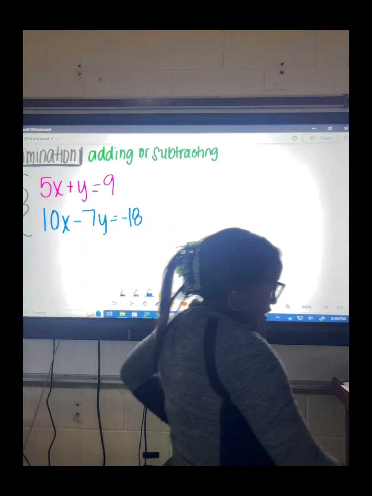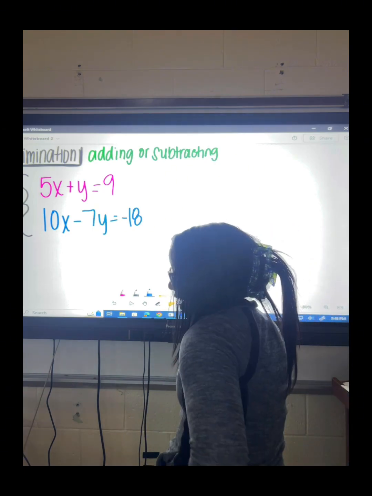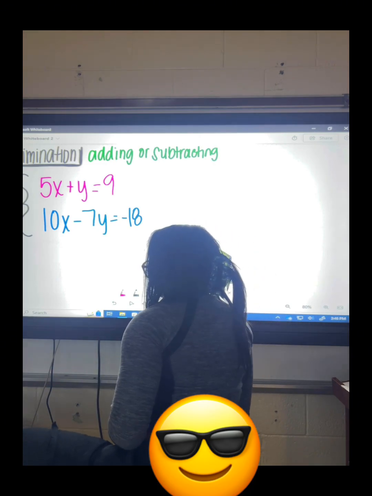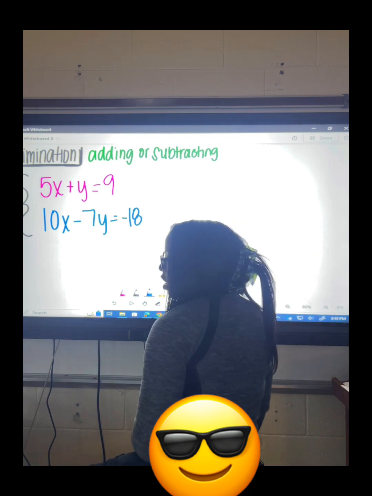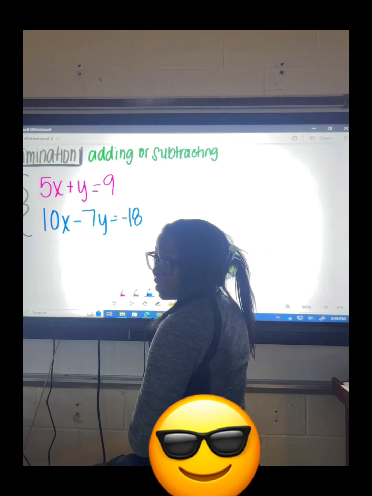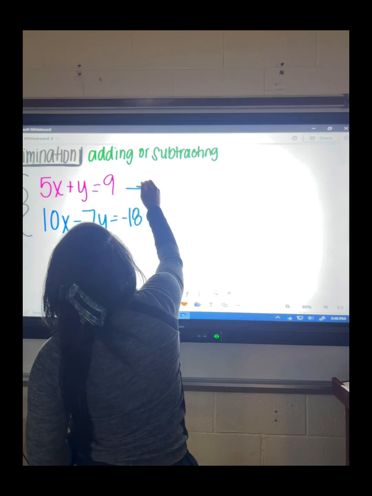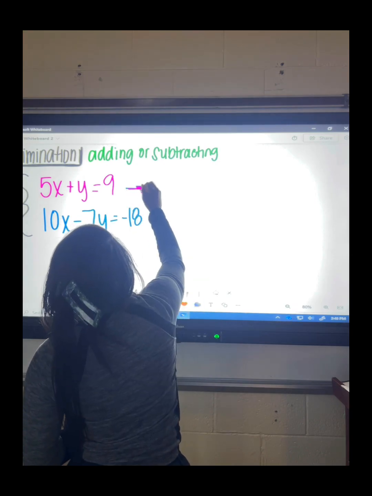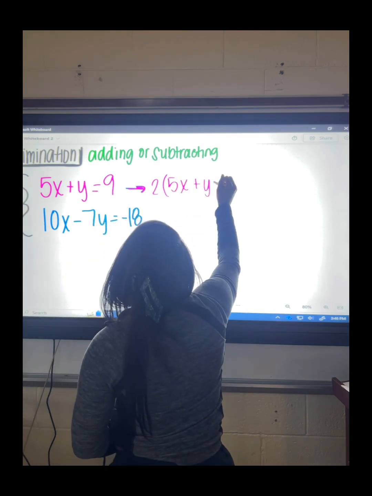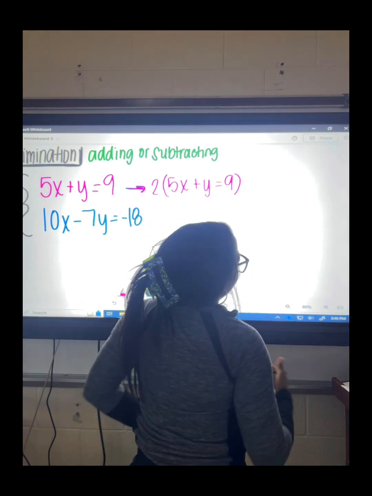So if you look and you see numbers on the same variable, number one, look at the x's. Do they have common multiples? That's what you're looking for, multiples. Yes, because 5 and 10 are common multiples. If I multiply 5 times 2, I get 10, right? So that's what I want to do. I want to multiply this equation by 2 so I can change that 5 to a 10.